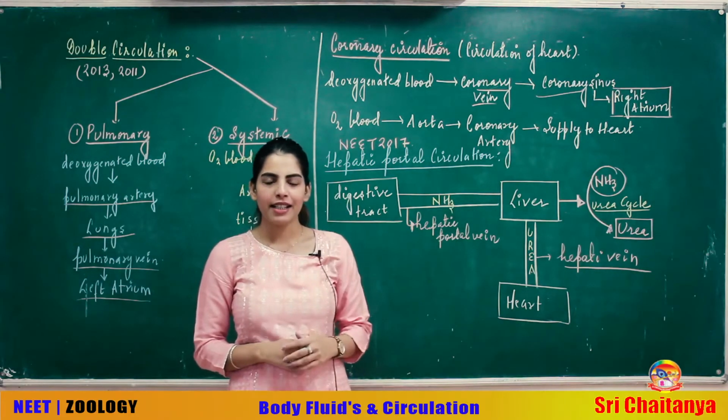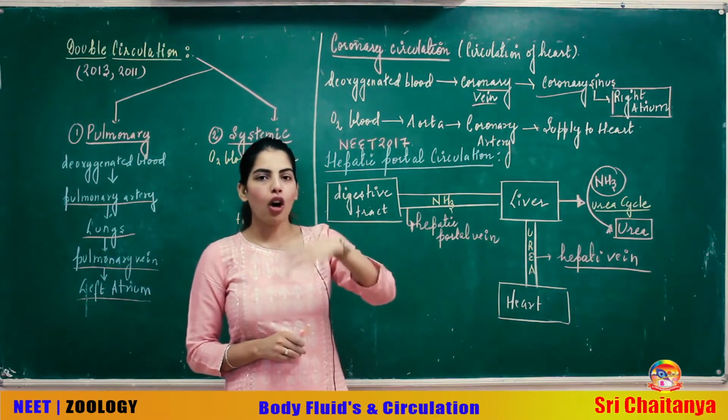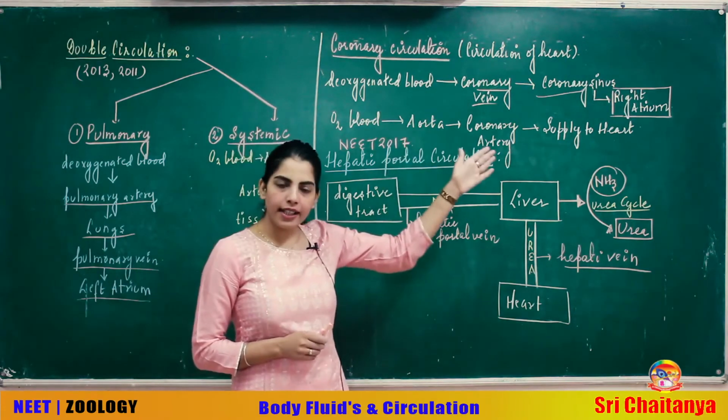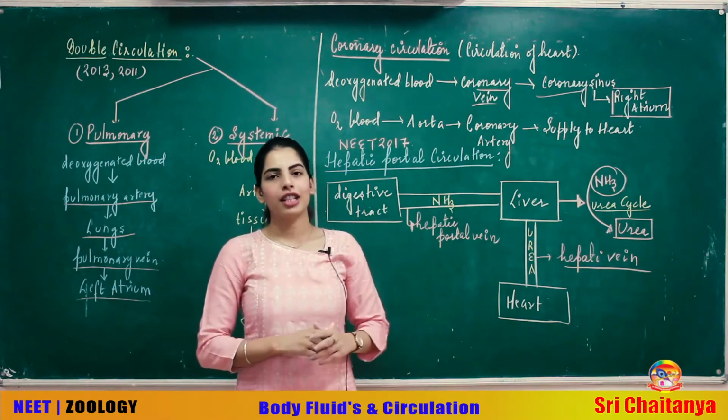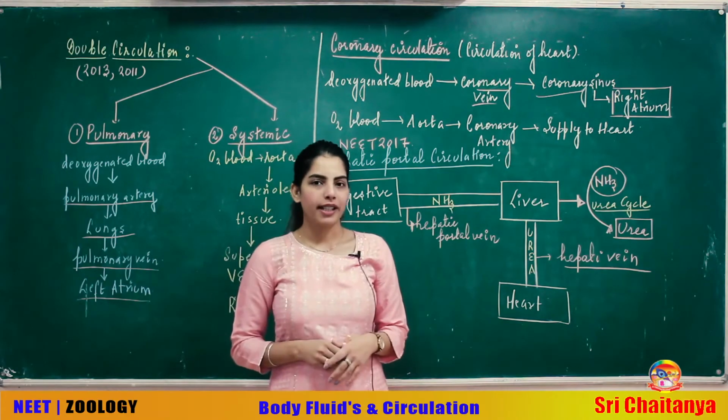This coronary sinus present in the right atrium is going to take all the deoxygenated blood from the capillary, from the coronary veins. That means entire deoxygenated blood is now present in the right atrium. How is the oxygenated blood supplied?